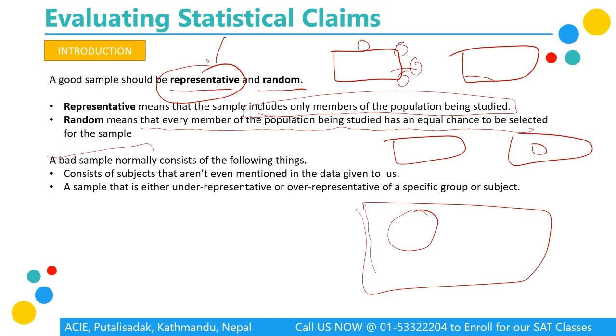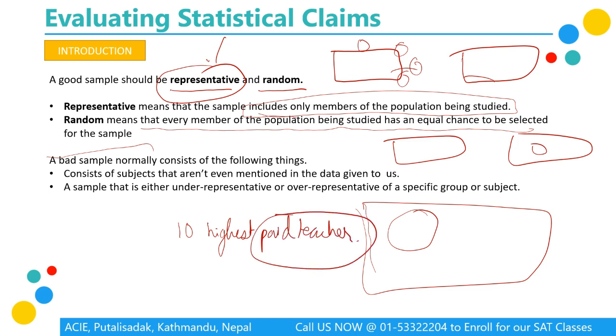A bad sample normally consists of the following things. It consists of subjects that aren't even mentioned in the data given to us. For example, the last question was about trying to take the 10 highest paid teachers, which makes no sense because payment has no relationship with the data given to us itself. So that was a bad sample.